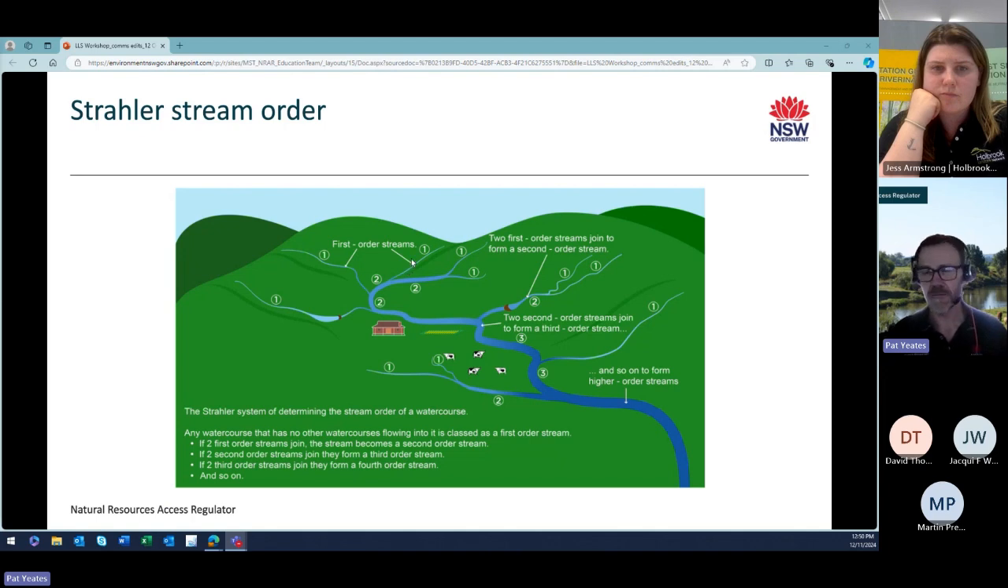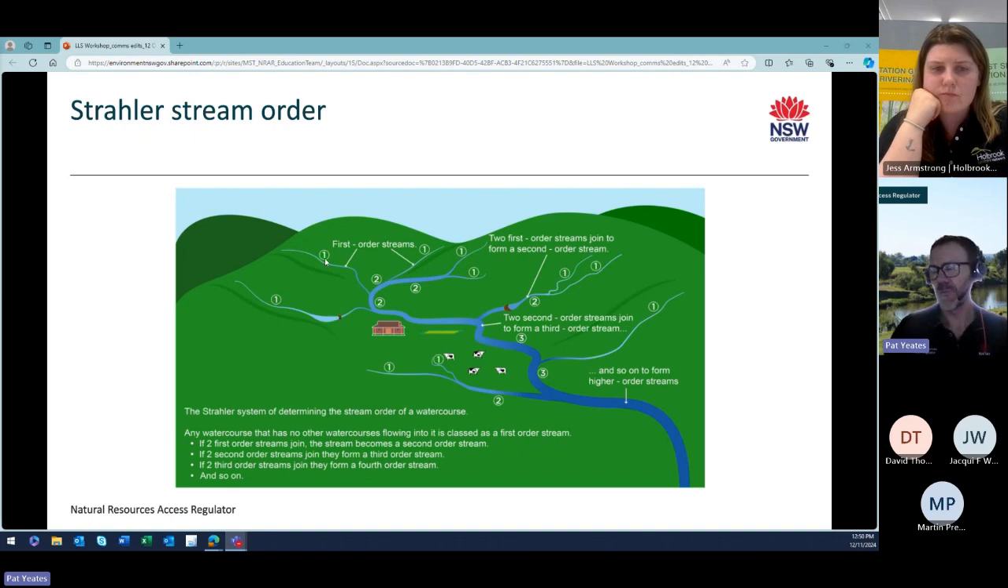Your minor watercourses, as I said, are first and second order watercourses. So you can build a harvestable rights dam on a first or a second order watercourse, or on a hillside, an unmapped watercourse. The big thing is you can't build them within 40 metres of a major watercourse. So where two second orders come together, you couldn't build right on that juncture. It would have to be at least 40 metres back from where those two watercourses join and it becomes a third.